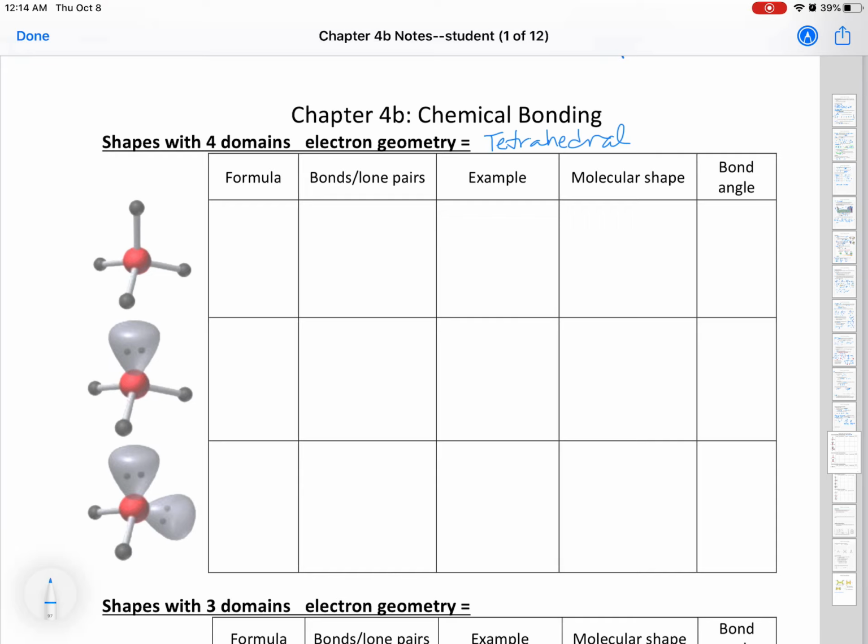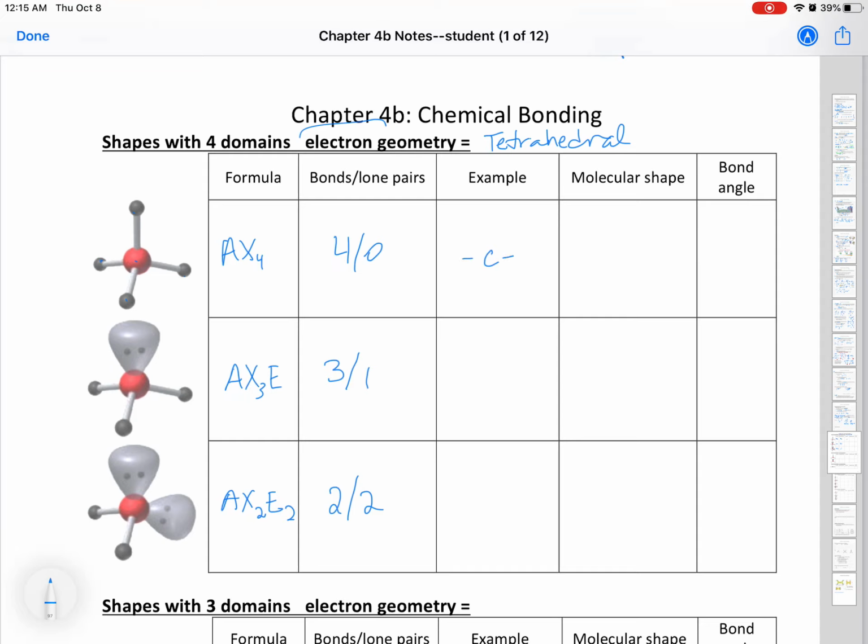If we were to write the VSEPR formula for this one, it would be AX4. There's no lone pairs. This is the central atom, and there's 4 bonding domains coming off of it. This one has 3 bonding domains and 1 lone pair, so it'd be AX3E. And this one has 2 bonding domains and 2 lone pairs. So this one has 4 bonds, no lone pairs, 3 bonds, 1 lone pair, 2 bonds, 2 lone pairs. All of them still add up to 4 electron domains.